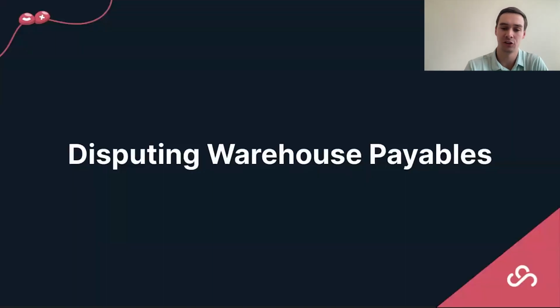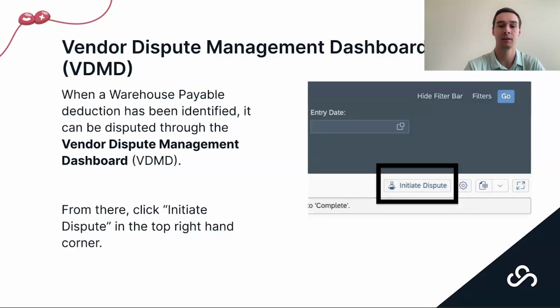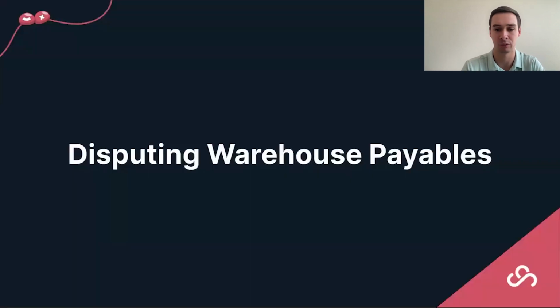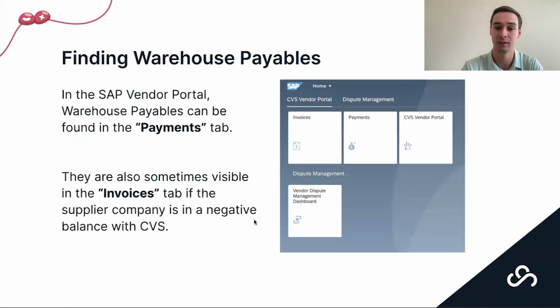As for disputing warehouse payables, this can all be done through the same portal we're looking at right now. We were just in the payments tab, but this can also be done in the same application, back at the home page. Once you've selected your vendor dispute management dashboard, and actually I'll go back real quick to show, here's that vendor dispute management dashboard on the bottom part of this image. We were previously looking at payments up at the top. There's also invoices available, which we talked about, but dispute management down below is where you'll actually do the disputing.